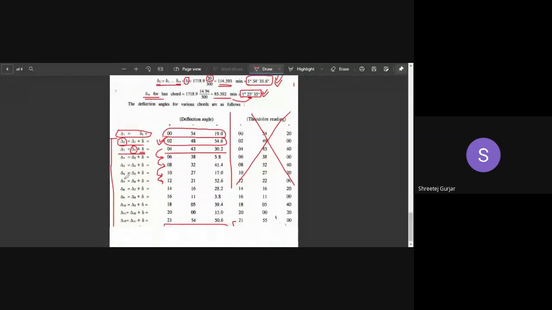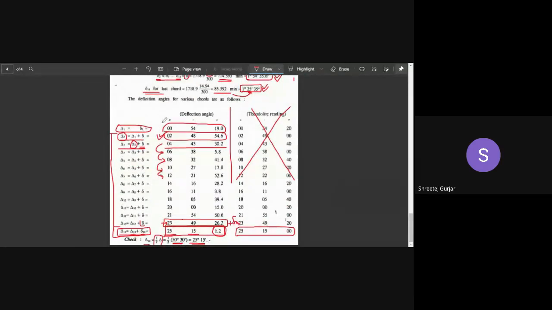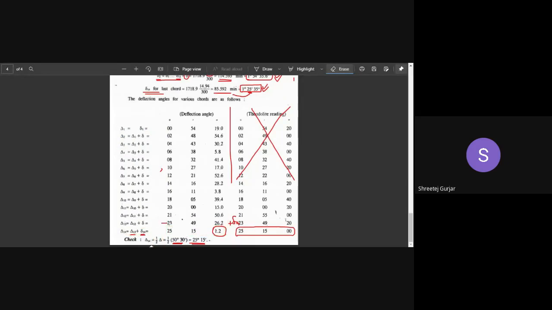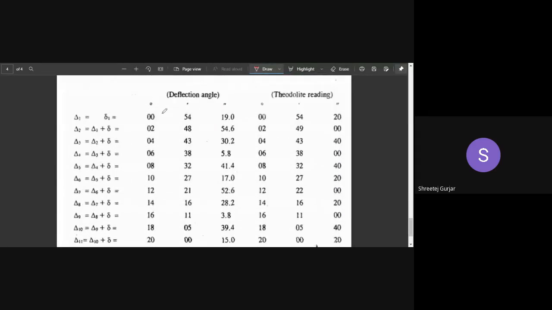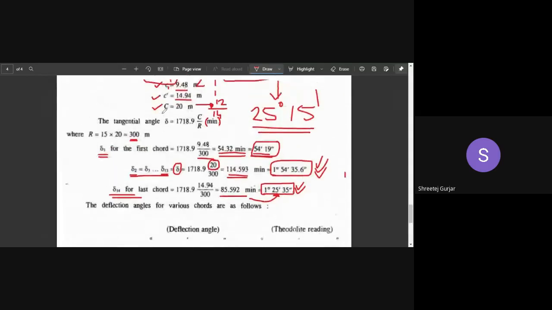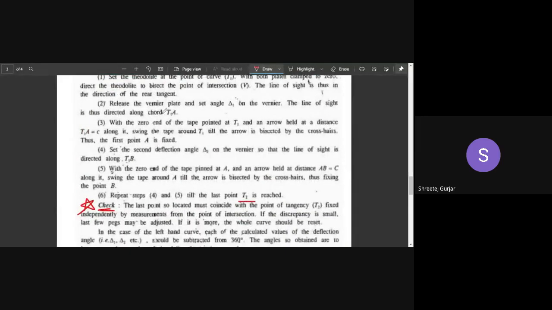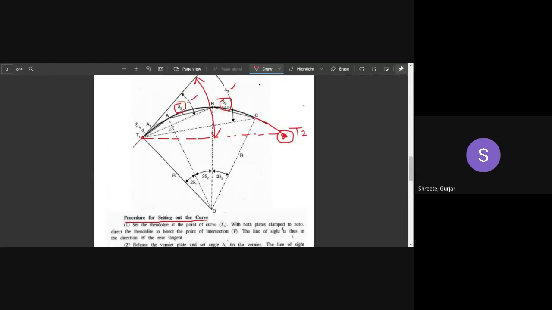So this table you have to prepare when you want to calculate deflection angles. With these deflection angles in your hand, you can follow the procedure which I had explained, and you can set out your curve in the field, right? So this is the preliminary calculation which you require before going into the field. You have to do all these calculations, prepare this table, and go on site with this table and set your curve. The procedure is written over here. You can see this procedure you have to follow, and you have to set this particular curve.